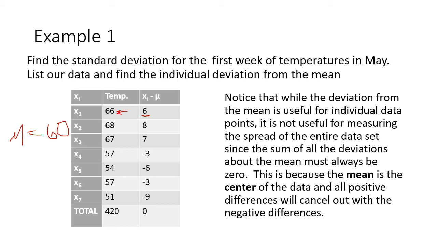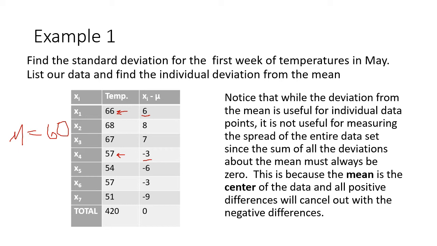And I can go through and do that with the other ones, right? 68 minus 60 is 8, and so on. Now notice, when I get to something like 57, 57 is smaller than my mean, smaller than average, which means that deviation is actually going to be negative. Which is very useful. It tells me that individual data point is smaller than the mean. So that negative helps out quite a bit here.